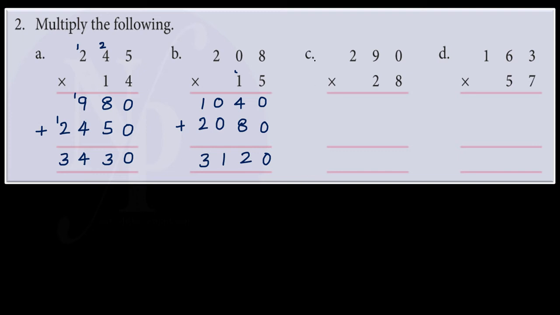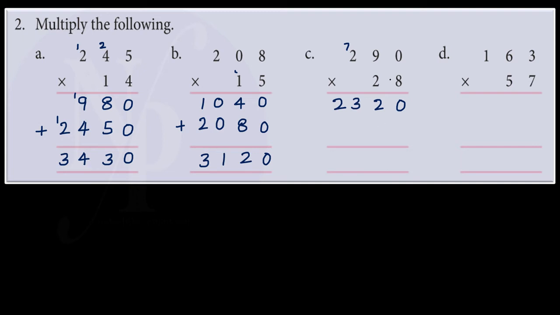Coming to C, we have 290 into 28. Let's multiply. So 8 into 0 is 0. 8 nines are 72. So 2 is written here. 7 is carried forward. 8 twos are 16. 16 plus 7 is 23. So let's write 23 here.